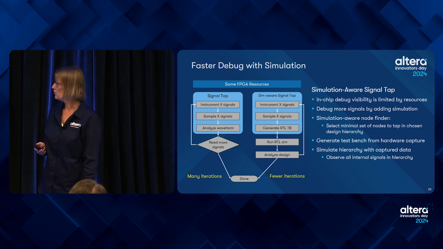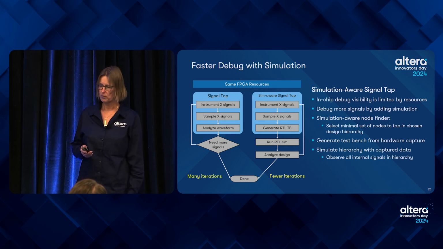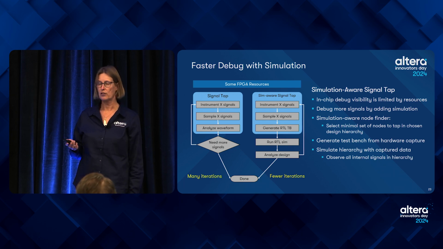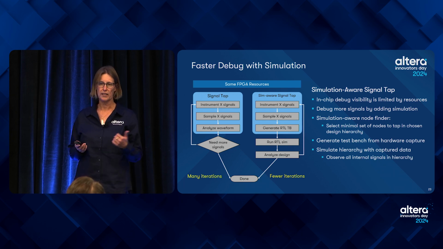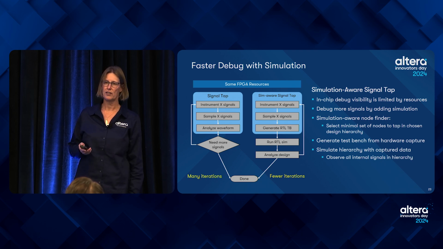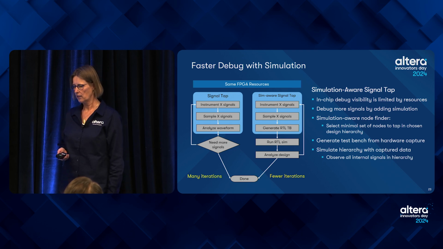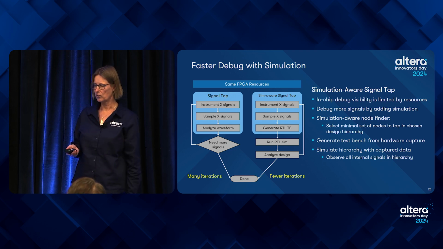So we have a way to speed this up with simulation-aware SignalTap, where you basically enhance your captured data from SignalTap with a simulation of the RTL to give you more visibility of your design. So that's the flow that's shown on the right-hand side. You instrument your signals again, but this time you use a simulation-aware node finder, and you can tell it which hierarchy in the design you're interested in to know more about, and it will automatically select a minimum set of nodes that need to be instrumented to make sure that you can run simulation and get all the visibility that you need.